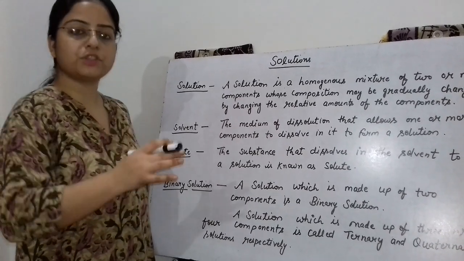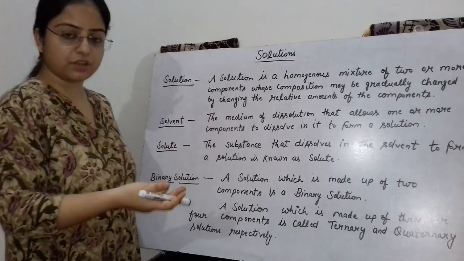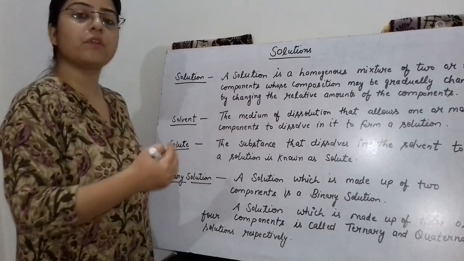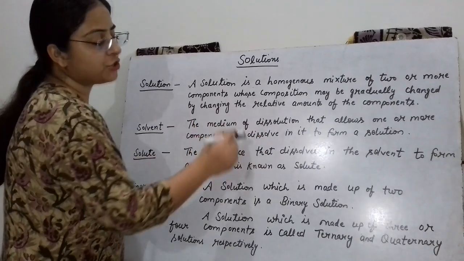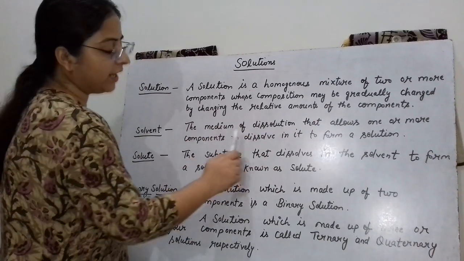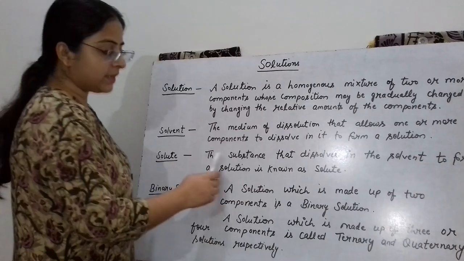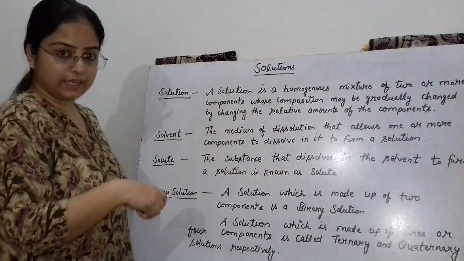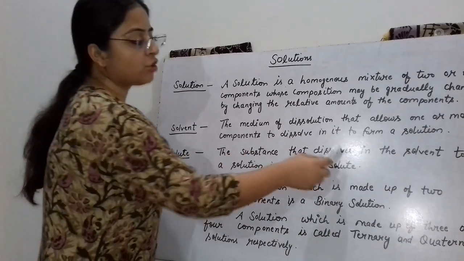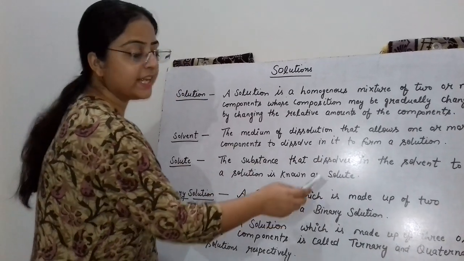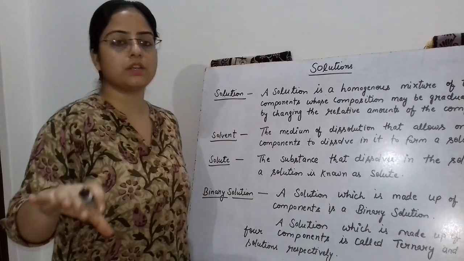So a solution is a homogeneous mixture of two or more components, and the composition of the solution can be changed by changing the amount of the components present in it. Then what is a solvent? Solvent is the medium of dissolution that allows one or more components to dissolve in it to form a solution. And what is a solute? The substance that dissolves in the solvent to form a solution is known as a solute. So we can say that when solute and solvent combine, the solution is formed.